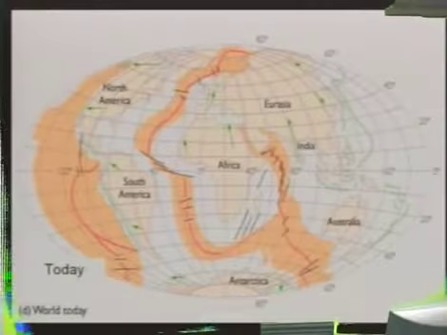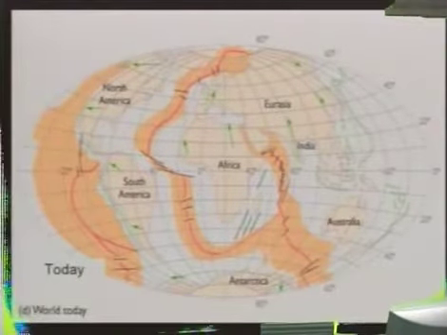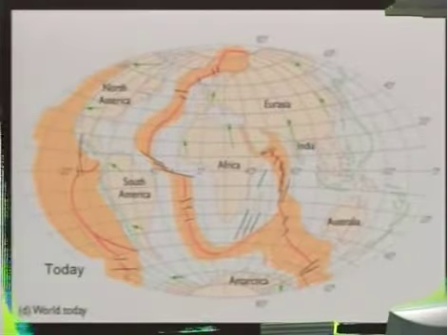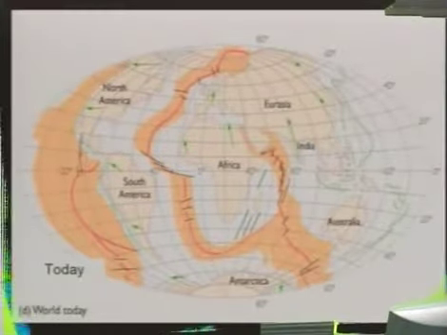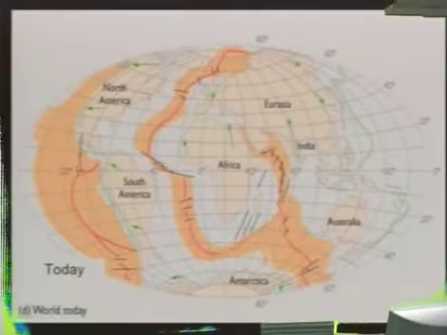And they're still moving. And we can measure them. We know how fast they're moving. We know the directions they're moving. We can even model and predict where they might be in the future. I'll end with that idea in the second lecture on this.